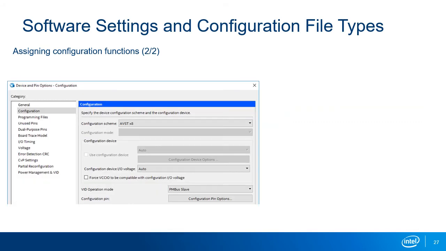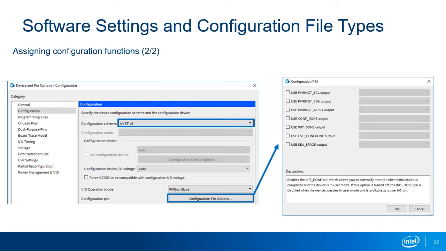If you select the configuration category, you can select the desired configuration scheme. If you want to use the conf_done or init_done output signal, you can select the pins for the signals by clicking on the Configuration Pin Options button. Here, conf_done is set to SDM-IO16 using the drop-down box. Next, init_done is set to SDM-IO0 again using the drop-down box. Notice that the Secure Device Manager IO16 is red, indicating that it was selected by the previous signal.